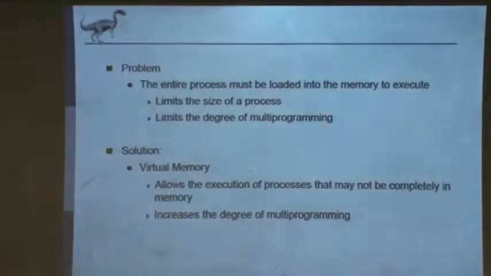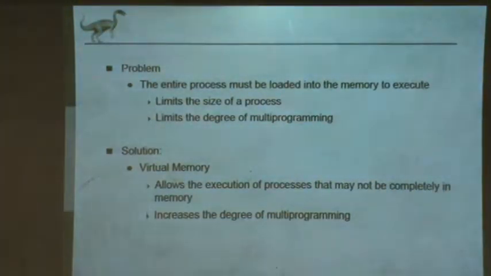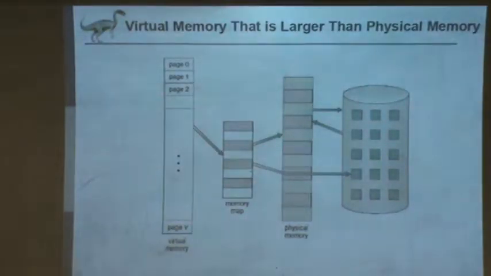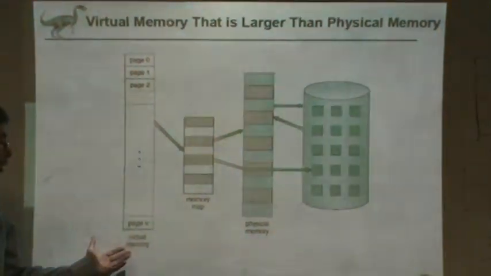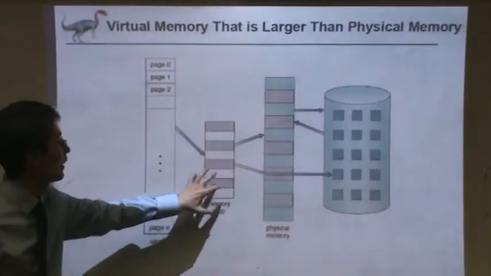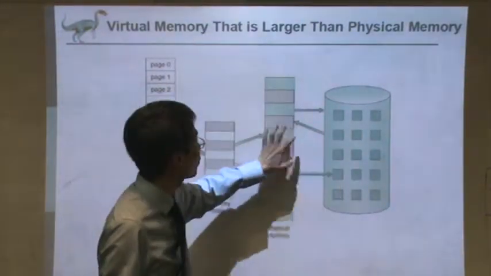So to address the problem of the limited size of physical memory relative to the size of the process, and to support a high degree of multiprogramming, we can use virtual memory. This slide shows the diagram. What is this? This is your program. Virtual memory means this is your program, with its page numbers, which are mapped to the physical memory. Using this virtual memory space, you can page in and out.